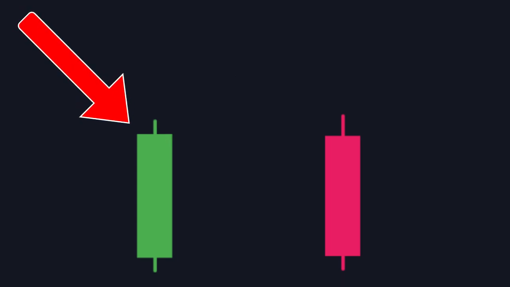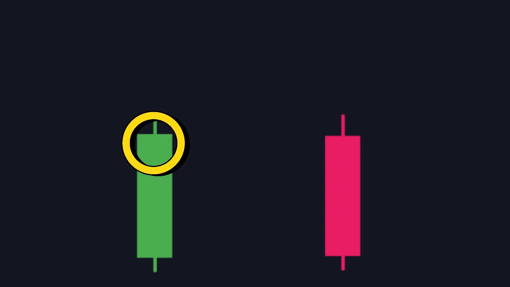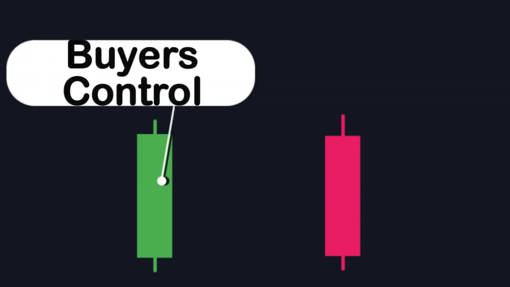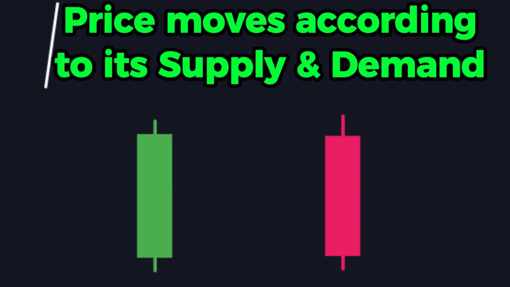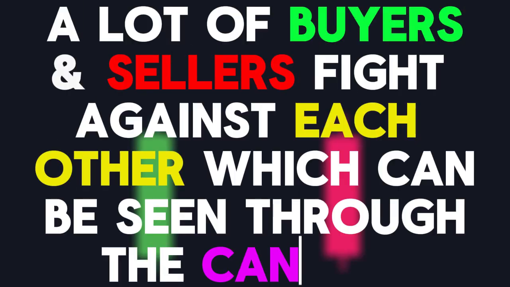And this wick, which is above the upper end of the body, indicates that the buyers pushed the price to this point. But due to some of the sellers, the price went a little below and closed at this point. This candle simply indicates that the buyers are in control of the market. The price basically runs according to its supply and demand forces. A lot of buyers and sellers fight against each other, which can be seen through the formation of these candles on the chart.